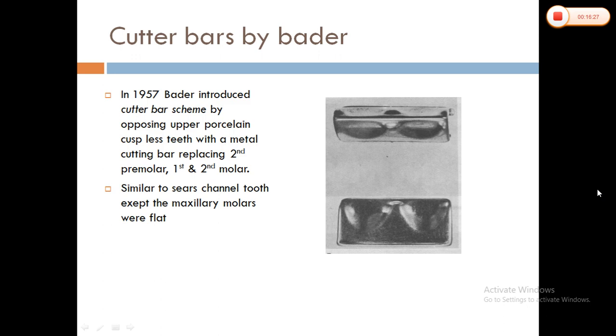So this completes the selection of posterior teeth and posterior tooth forms.